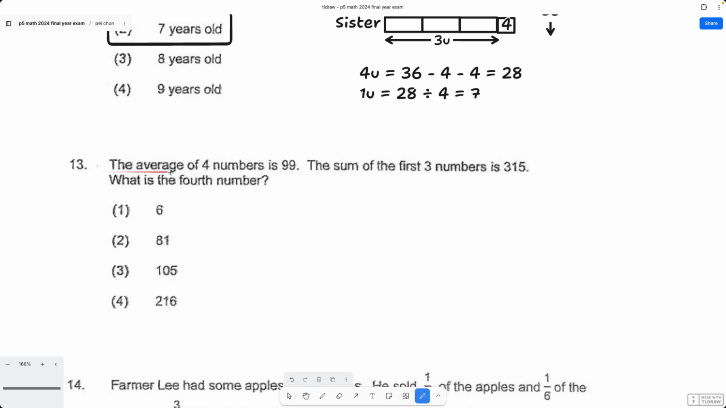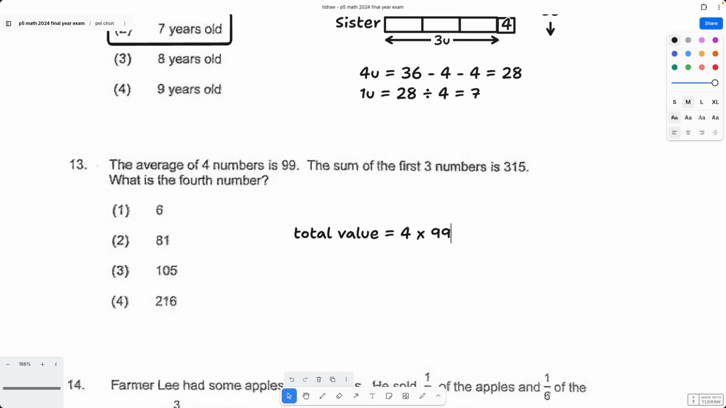So it says here the average of 4 numbers is 99. The sum of the first 3 numbers is 315. What is the fourth number? So basically, we want to get the total value, which is equal to 4 times 99. Okay, so which is how much?